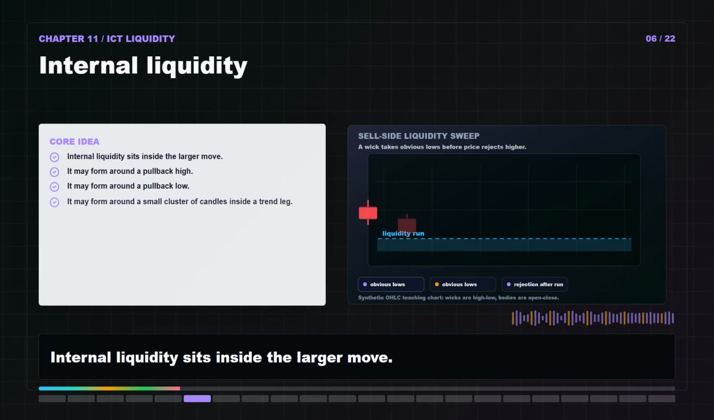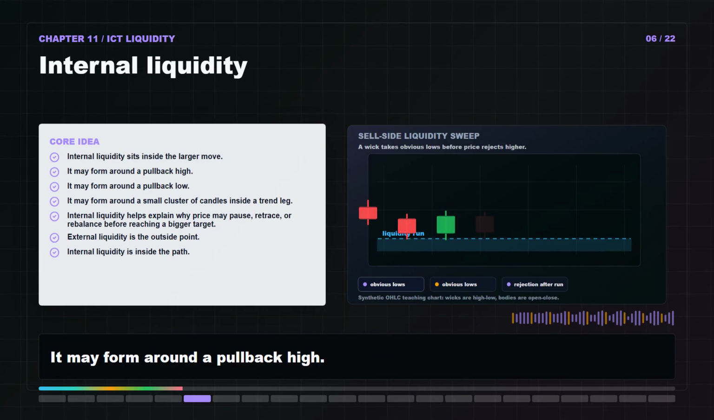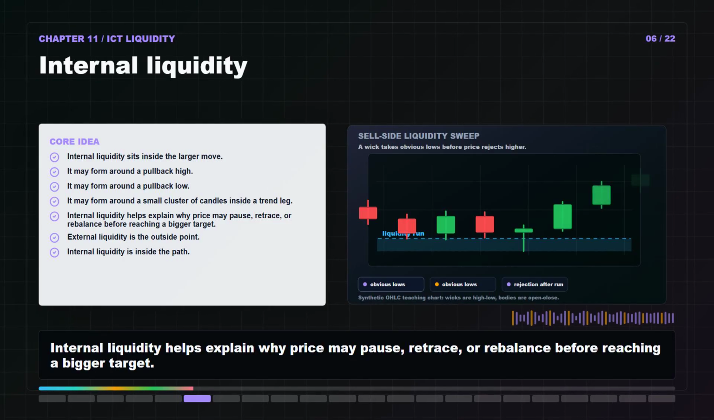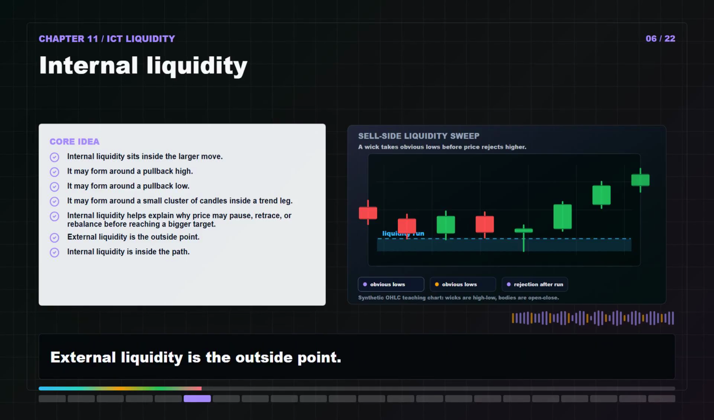Internal liquidity sits inside the larger move. It may form around a pullback high. It may form around a pullback low. It may form around a small cluster of candles inside a trend leg. Internal liquidity helps explain why price may pause, retrace, or rebalance before reaching a bigger target. External liquidity is the outside point. Internal liquidity is inside the path.